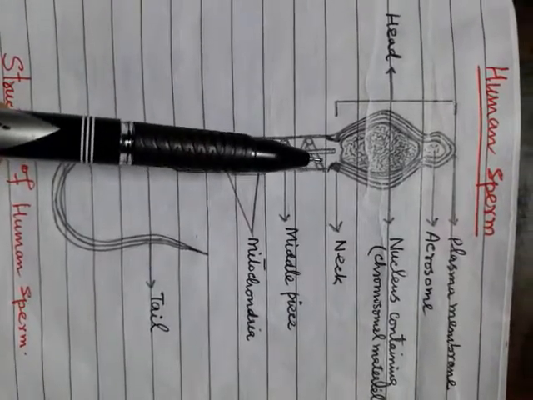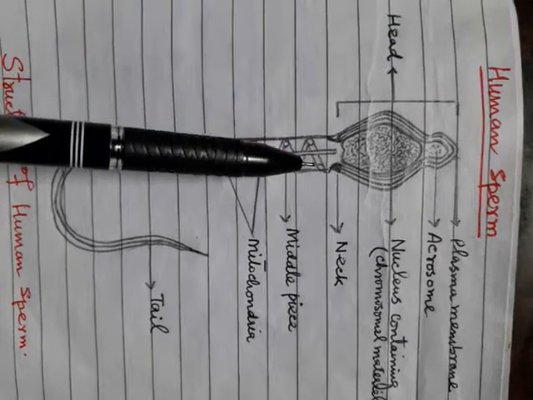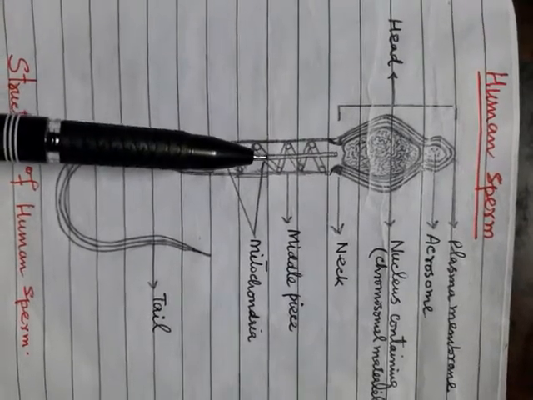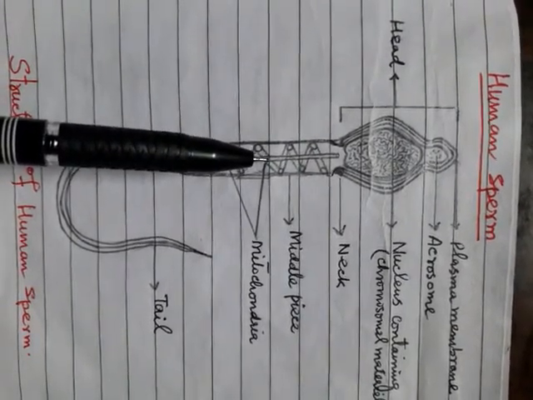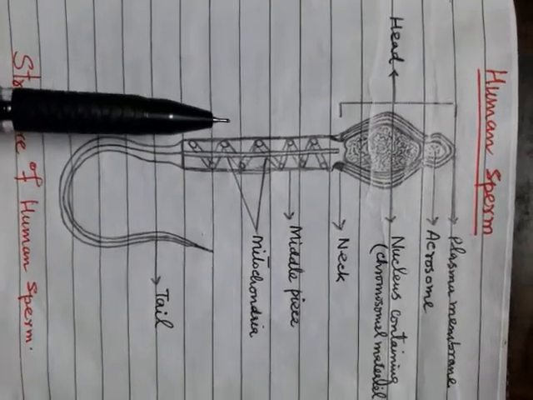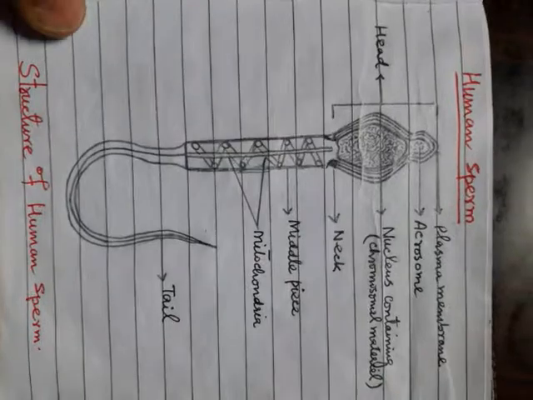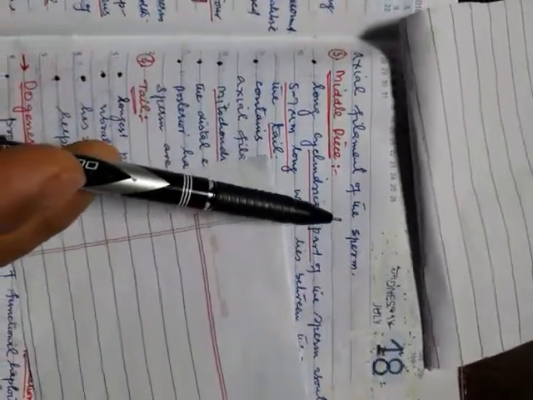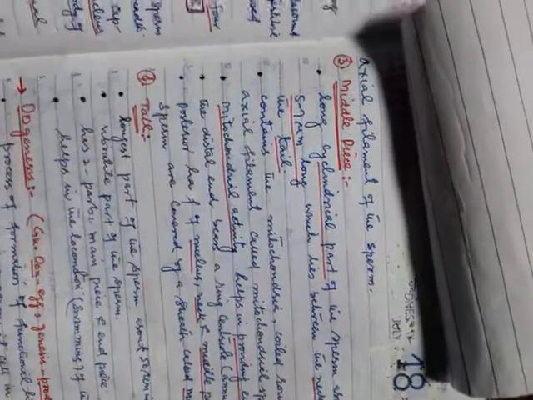The proximal centriole, towards the nucleus, plays a very important role in the first cleavage, and the second is the distal centriole, which gives rise to the axial filament of the sperm. This was about the neck.